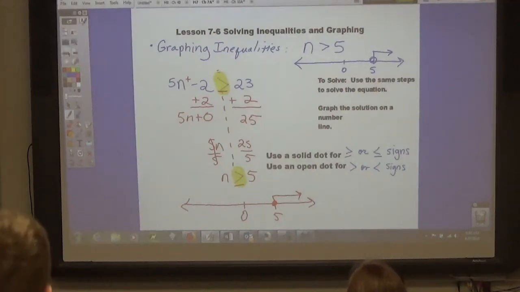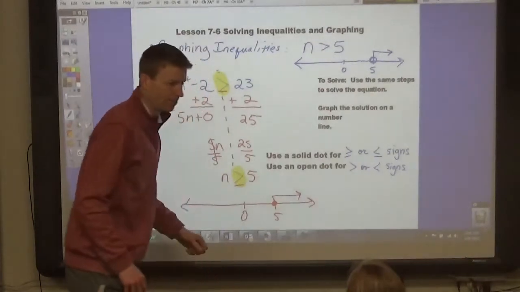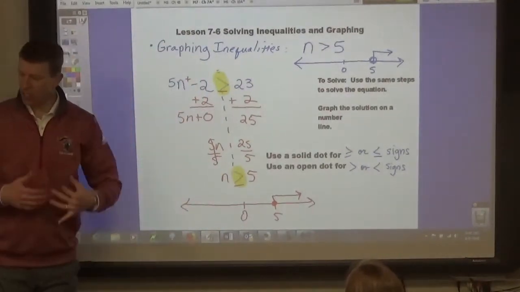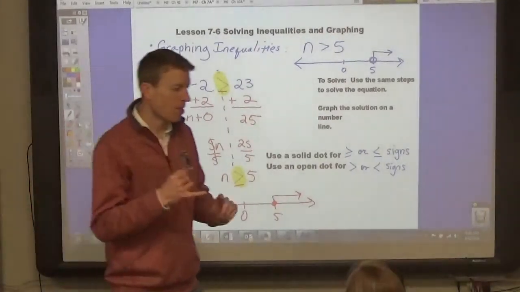Lesson 7-6. Solving inequalities and graphing. So we've been solving equations using this process, these steps for proving the solution.